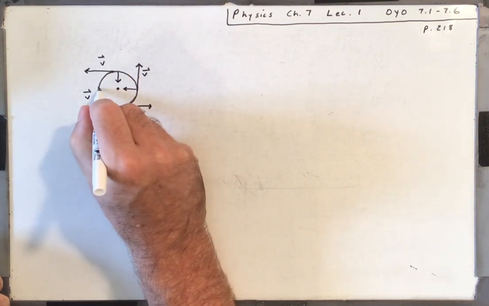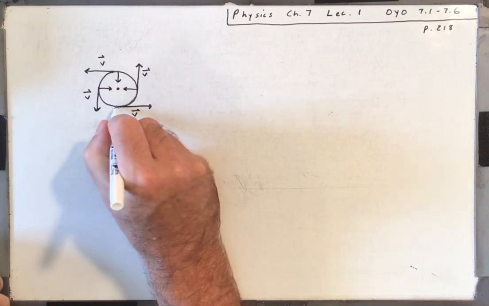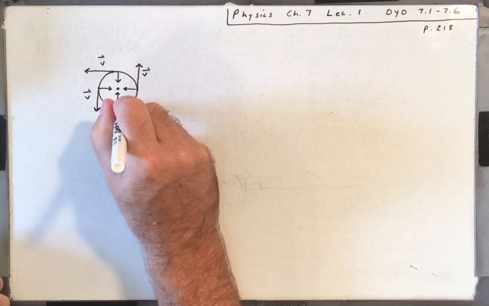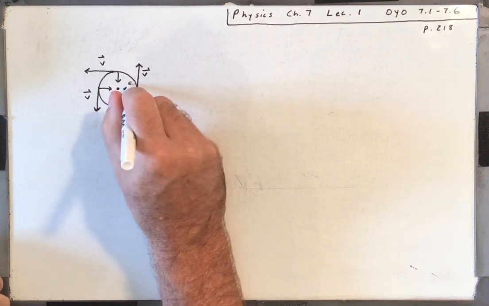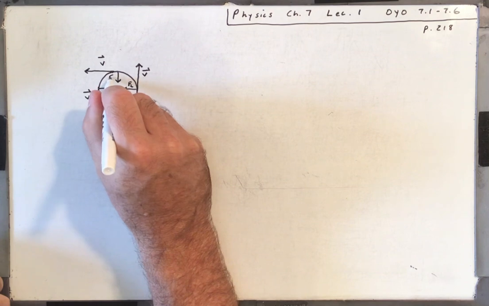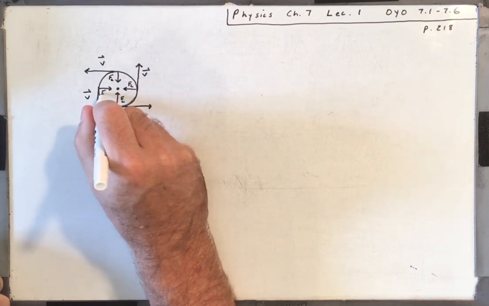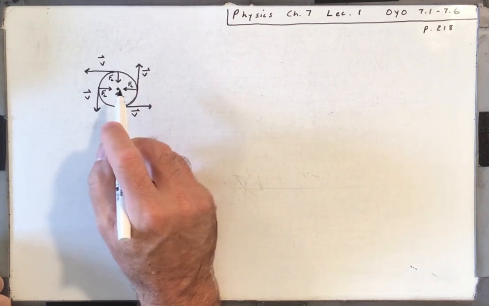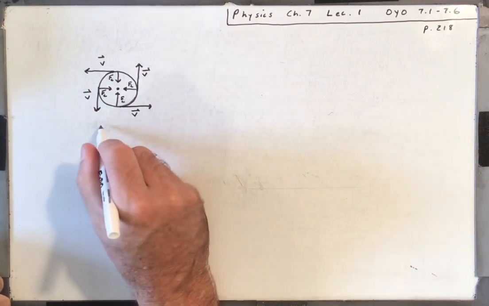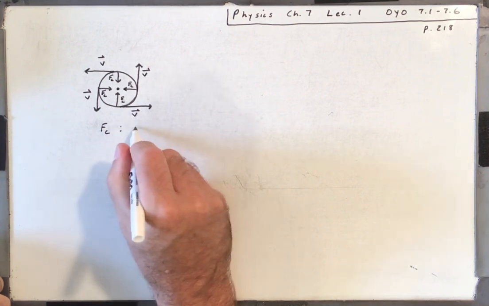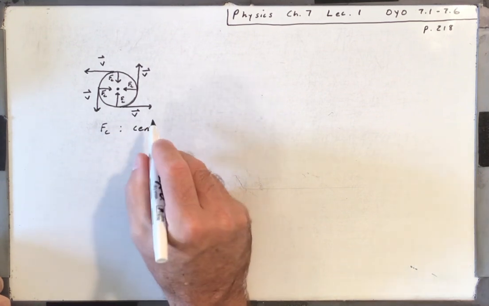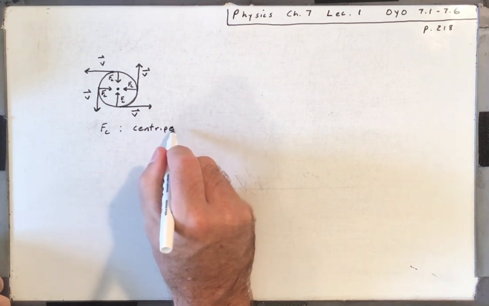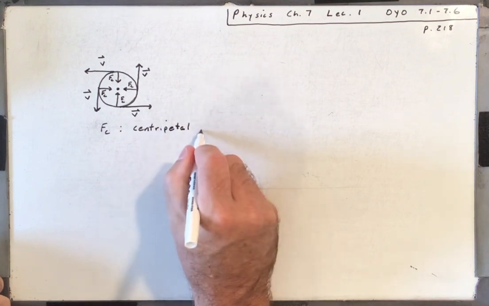And those centripetal force vectors at each point on the circle we'll call F sub c. Sorry, I've made it maybe a little too small, but F sub c. Those vectors point inward towards the radius. So F sub c is what we call centripetal, not centrifugal, centripetal force.